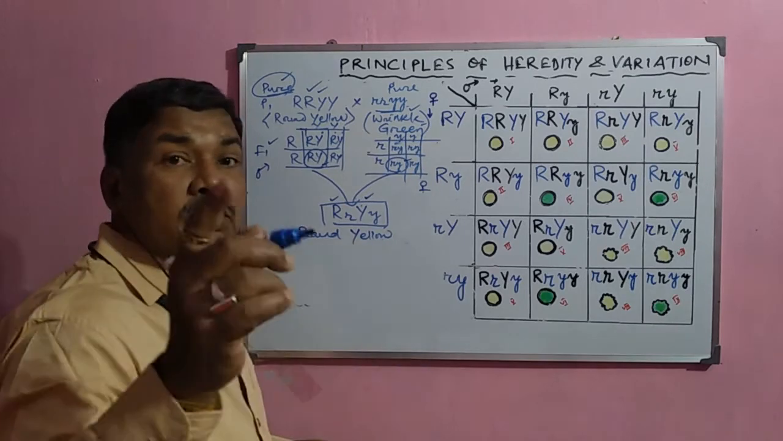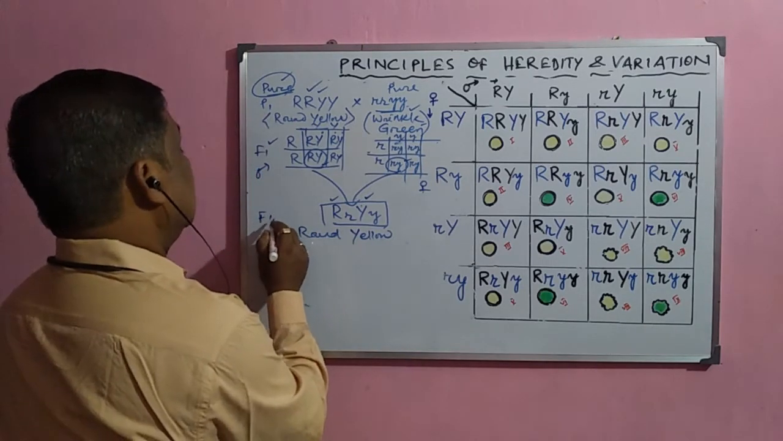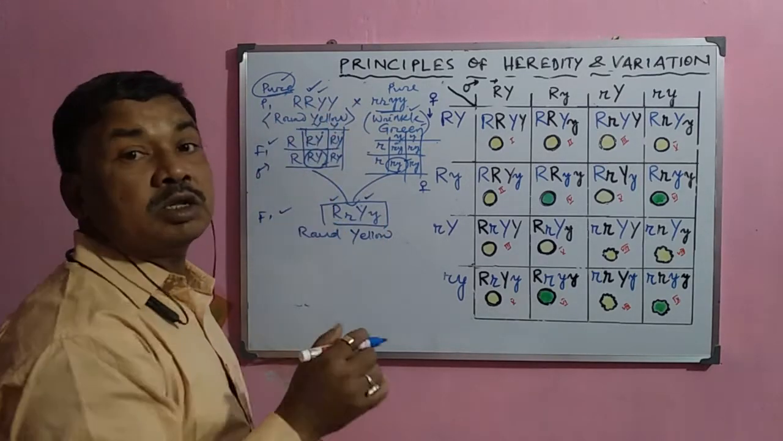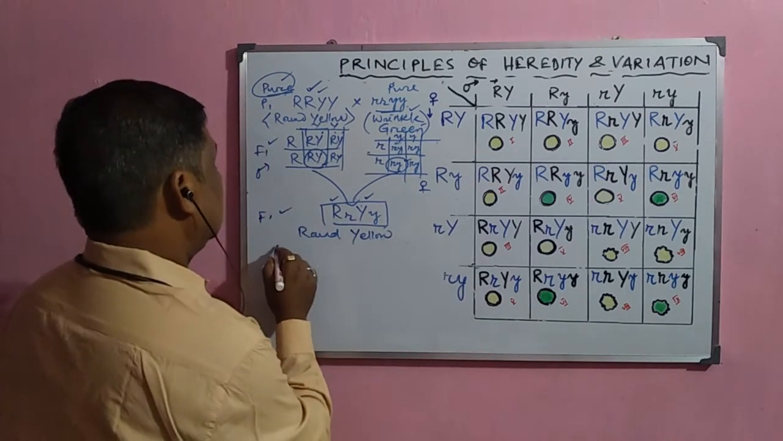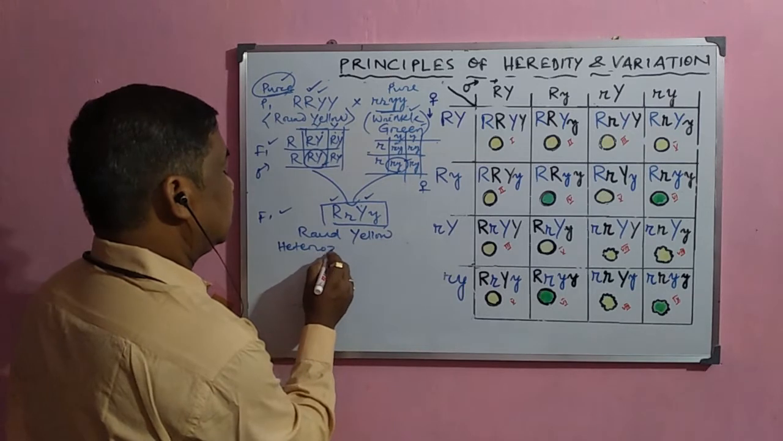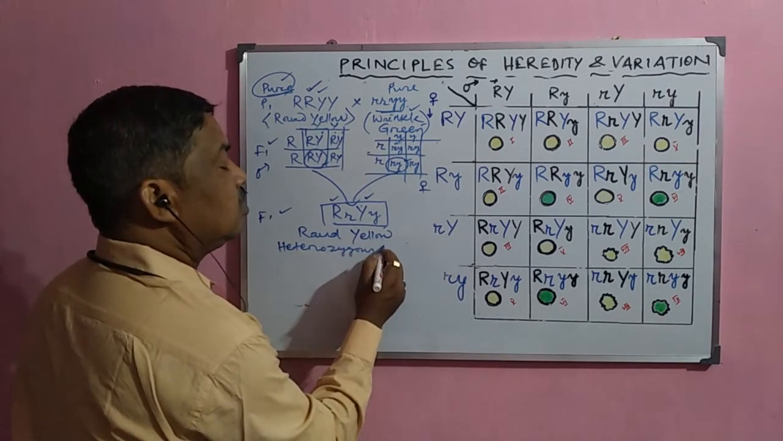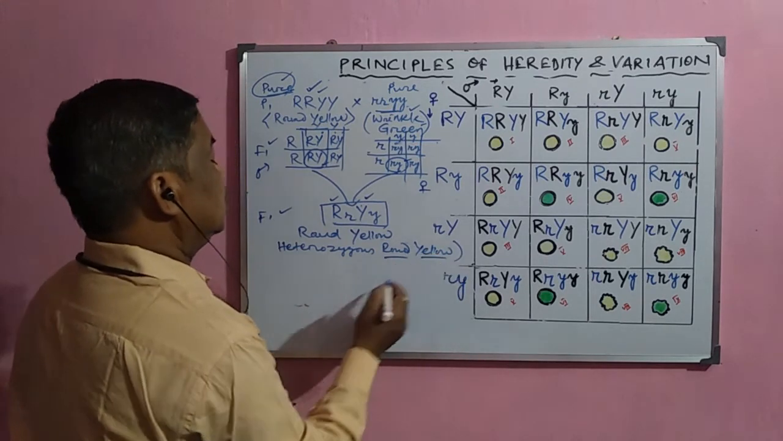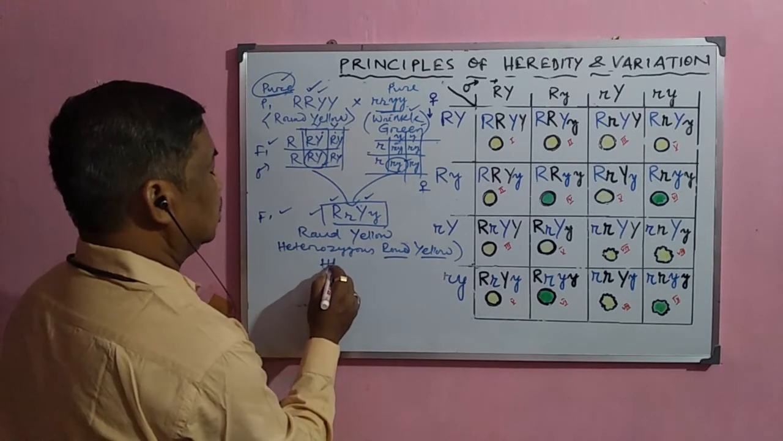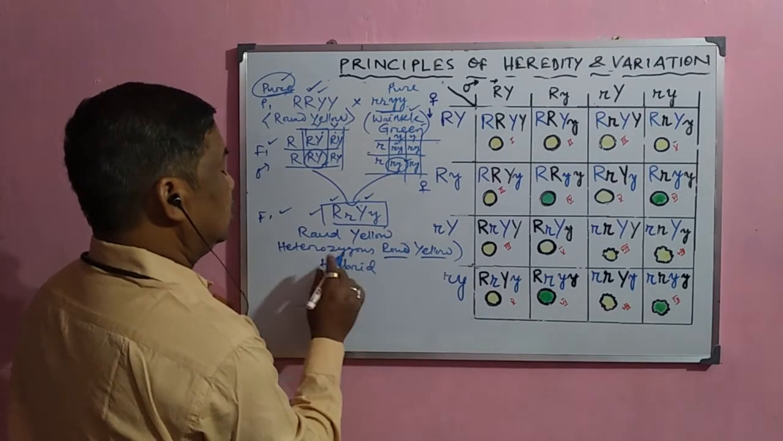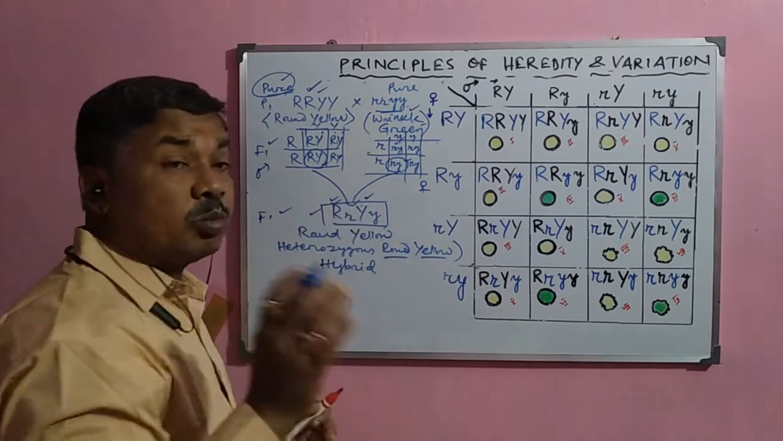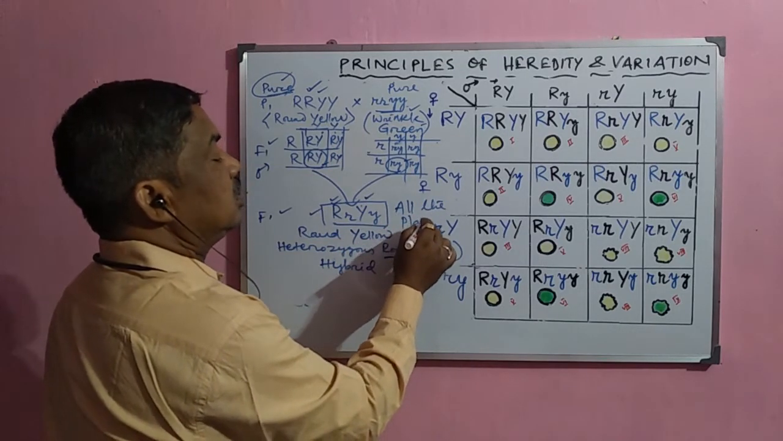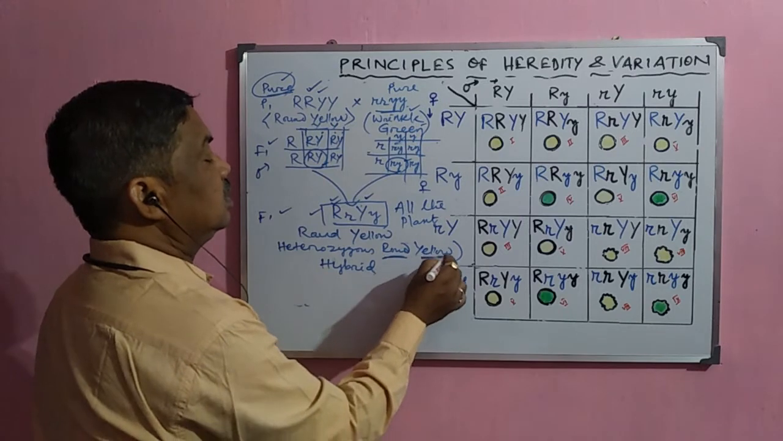This is the round yellow type, but this F1 round yellow is not like the parental round yellow, which is homozygous. It is the heterozygous round yellow, and this heterozygous round yellow is also called the hybrid. All the plants observed here in the F1 are now round and yellow in nature.